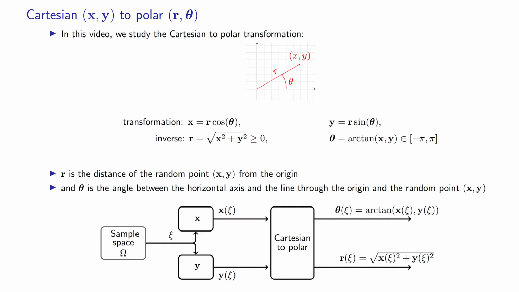So if you look at your sample space, C is a point in 2D, which could be either represented by XY coordinate, or it could be represented by angle and distance. And you see that Cartesian to polar conversion is very easy.